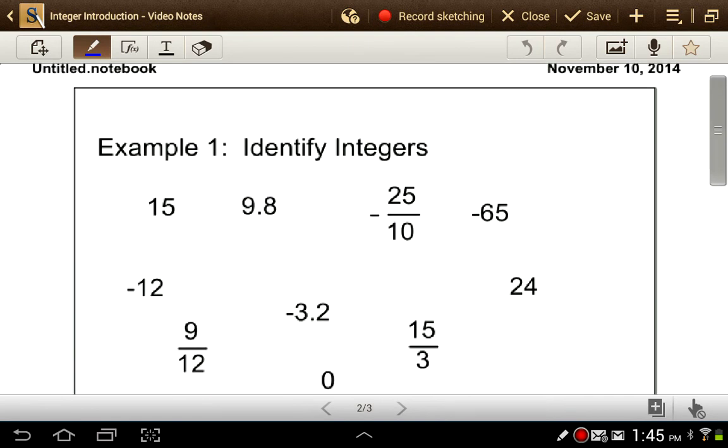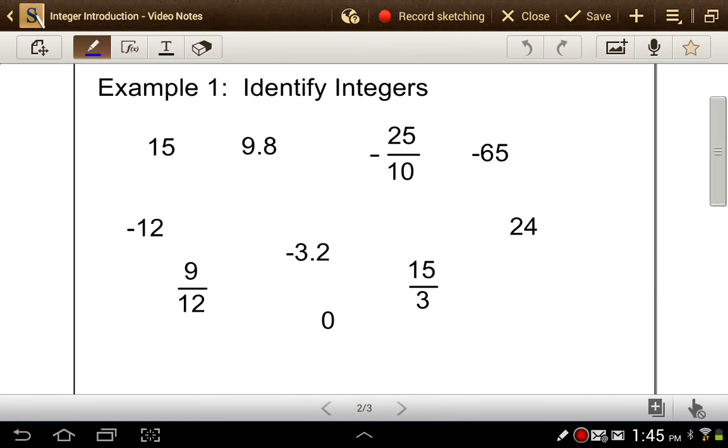Alright, in our first example, all we are going to do is identify integers. So I'm going to go through this big jumble here, and we're going to identify what are the integers. Remember, integers are whole numbers, positive or negative. 15, that's a whole number. That's good. Negative 12, that's a whole amount. That's a negative. That's okay. It's a whole amount. That's good.